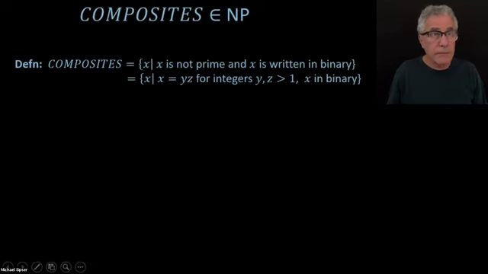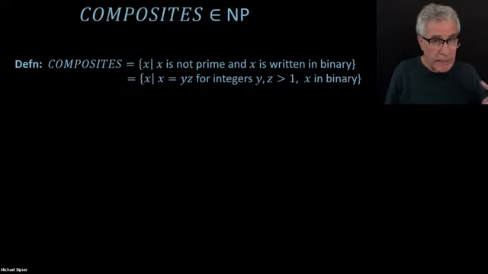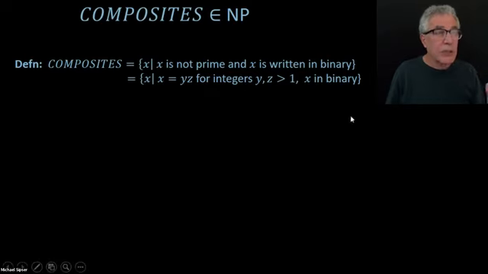Okay. Now, let me do a second example. The problem of composites. So the language of all composites are all of the non-primes, written as binary numbers again. We'll talk about the base and the representation in a second. But just imagine, these are all of the numbers that are not prime. And that language is easily seen to be a member of NP.